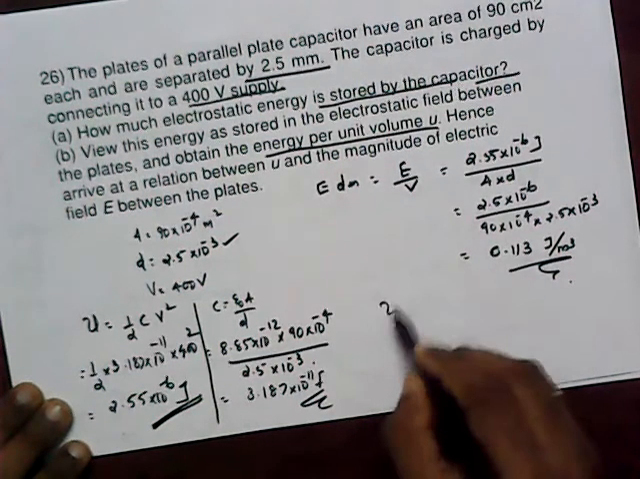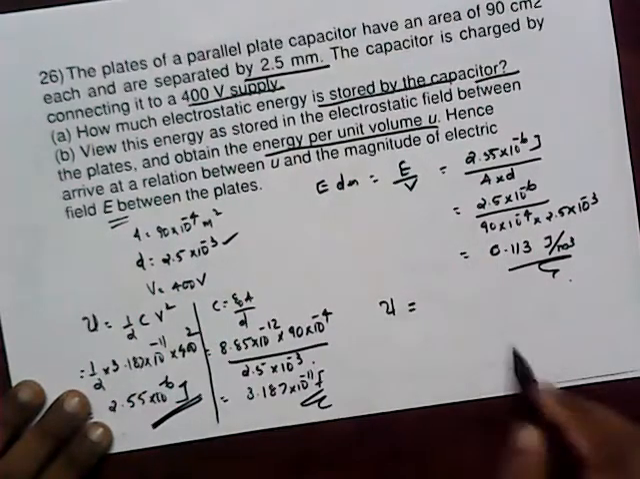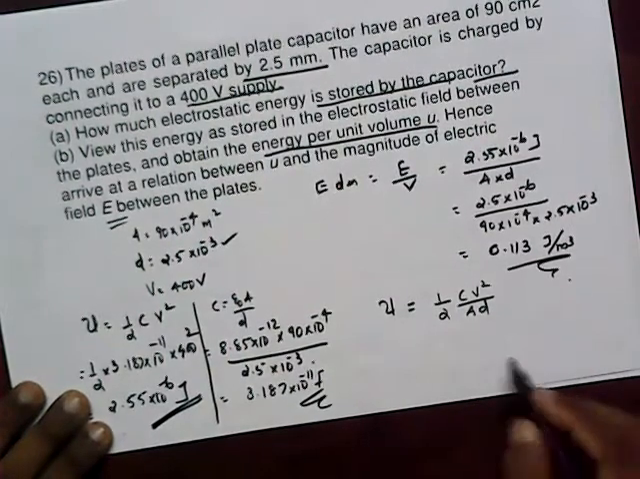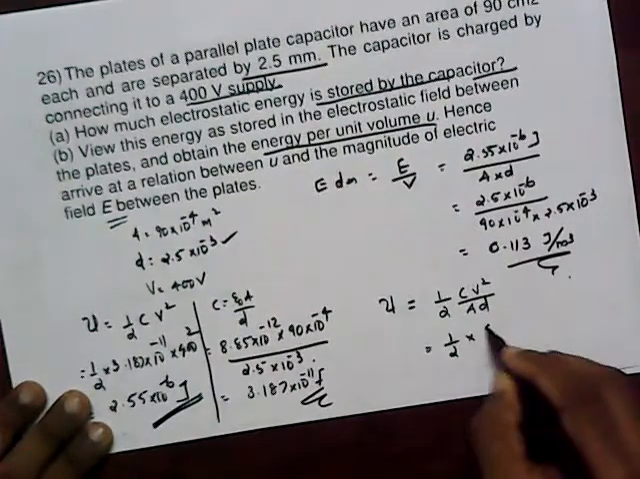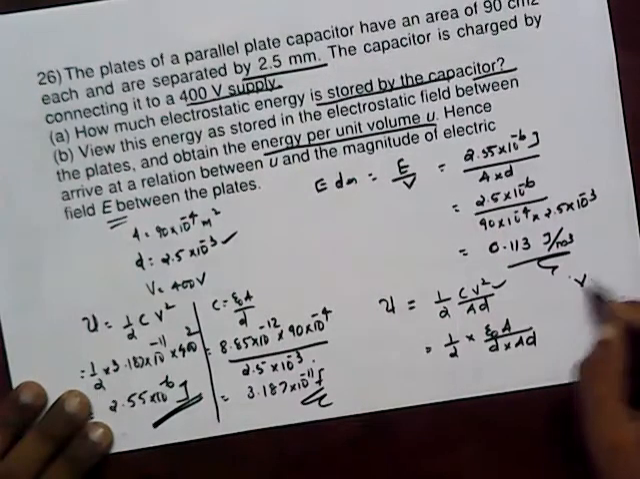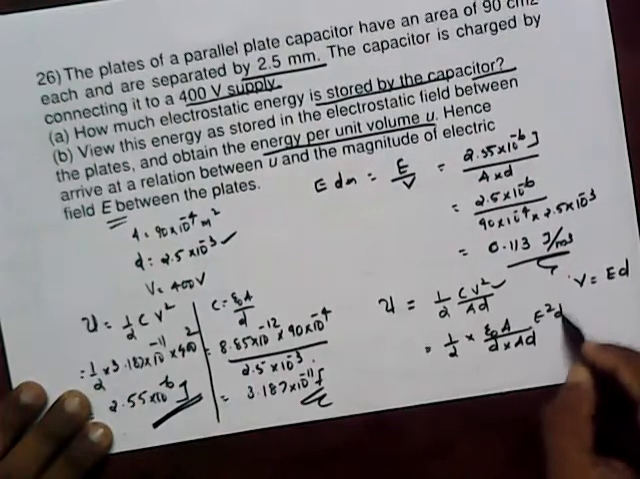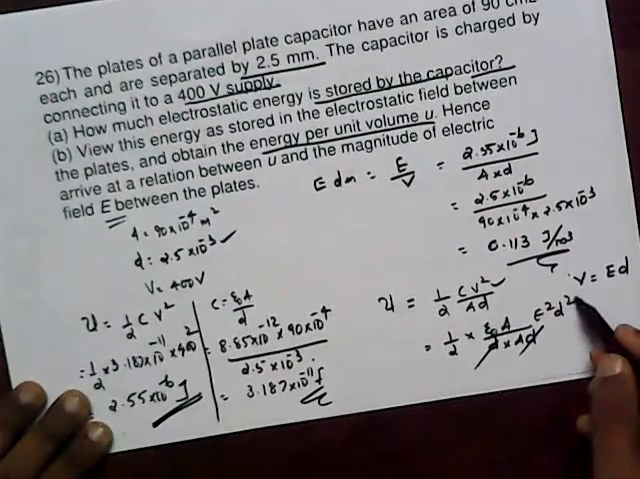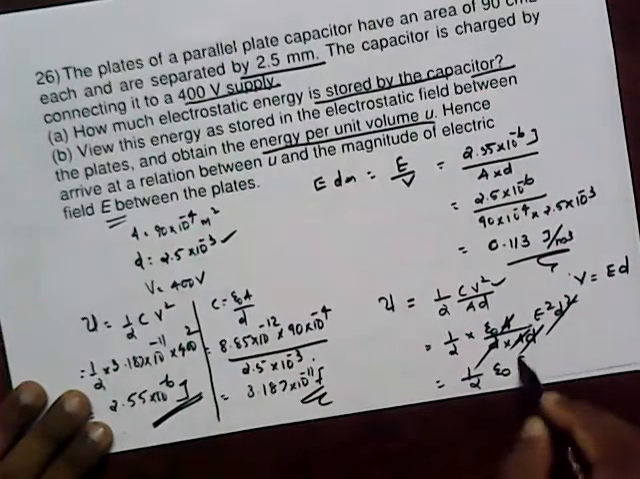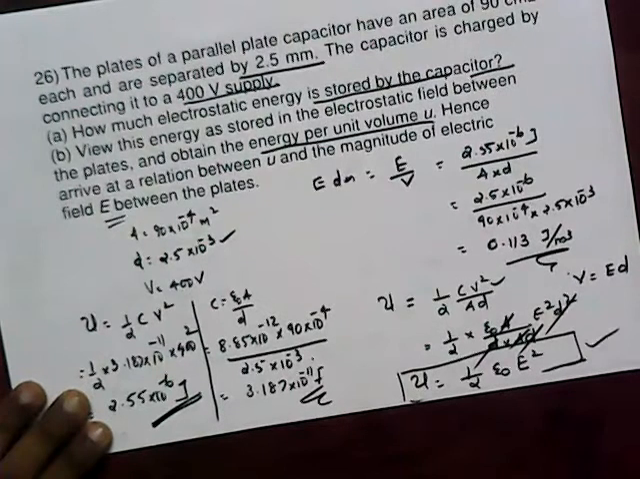So we need U in terms of electric field. You know it is half C V squared by volume. The relation for C is epsilon 0 A by D. Then we can find V in terms of the electric field as E D. So V squared means E squared D squared. So D squared cancels, A cancels, and you get the value as half epsilon 0 E squared. So that is the potential energy in terms of electric field.